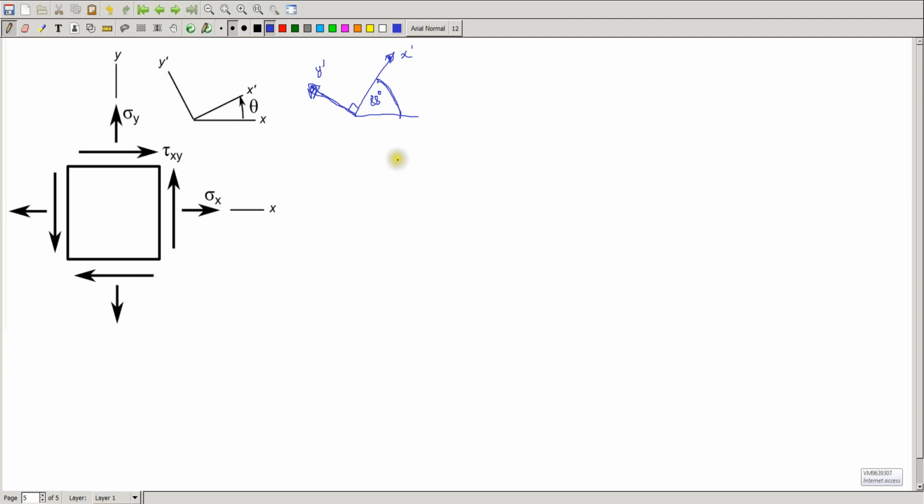Rightio. So what's the original stress state? What are the equations I'm going to use? I want to find out what the new stress state is in the x dash and the y dash, and also what will be the new shear stress dash. Okay, right.